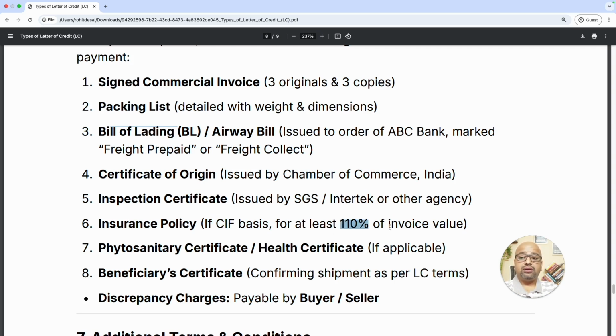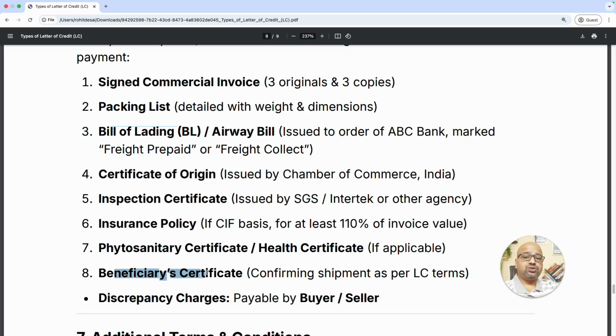Why? 100% payment is your product value, but you have labor, packaging, clearances, and additional costs, getting the product from your warehouse all the way to the port. So there are a lot of expenditures which have gone in. So at least 10% of that should be calculated. Phytosanitary health certificate, if it's applicable.